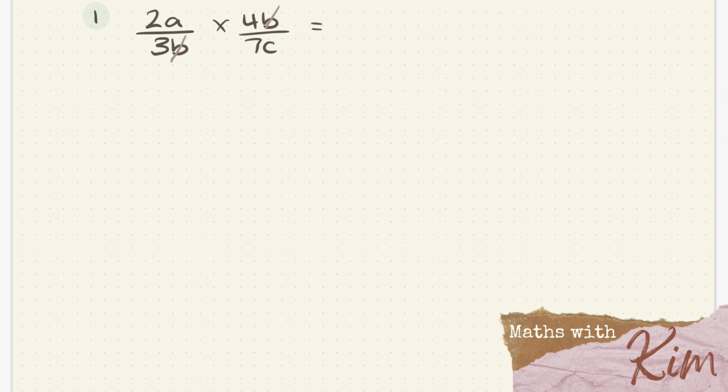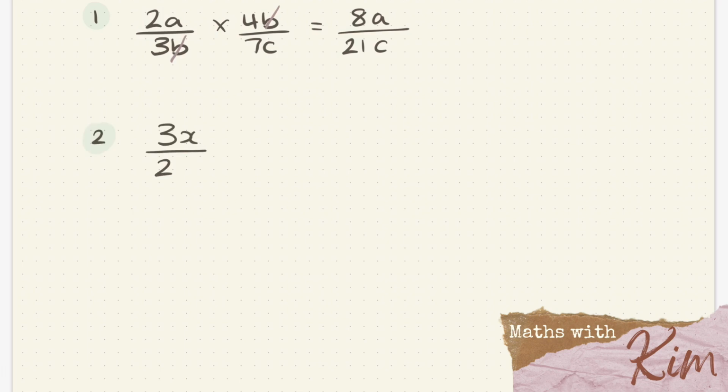So 2A times 4. 2 times 4 is 8A. And then along the bottom, I've got 3 times 7C. 3 times 7 is 21. And we still have the C. You can see here, because I cancelled things out and simplified from the beginning, I don't have anything that I can simplify from this fraction. So this is the fraction in its simplest form.